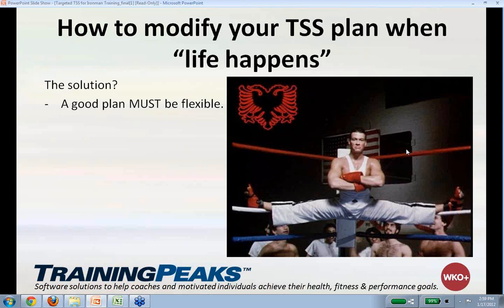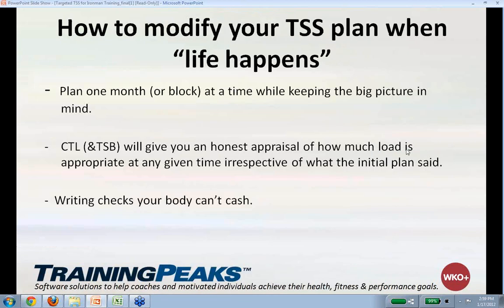So a simple strategy for having a flexible plan is to plan 1 month or one block at a time while keeping that big picture in mind. So we might say that, if everything goes ideal and according to plan, your CTL might go from 0 to 100 over the course of the year.